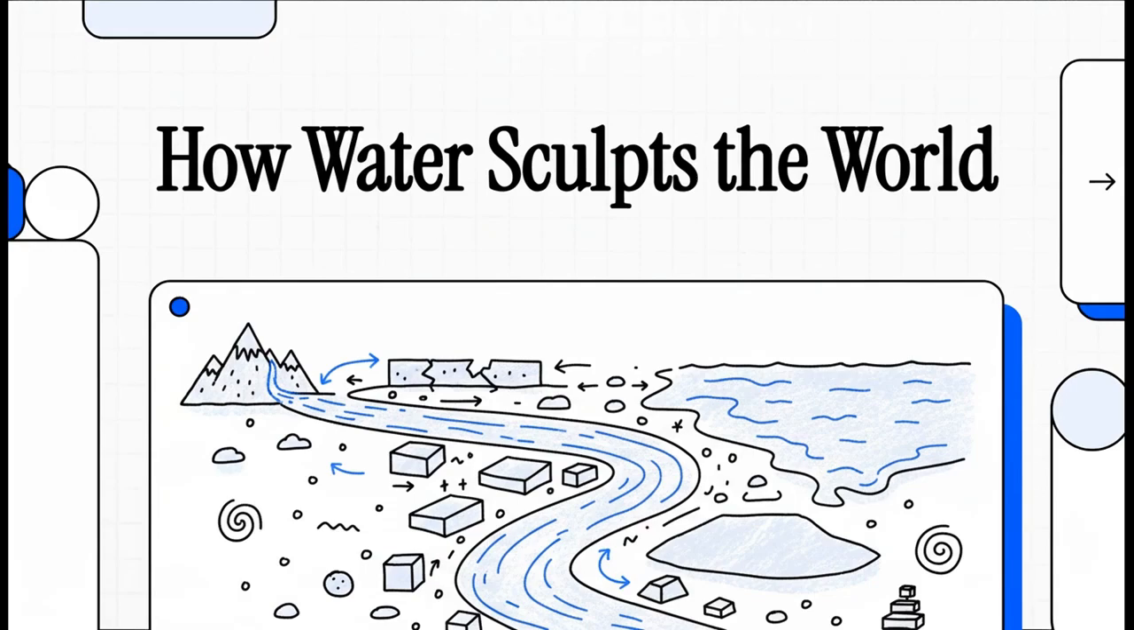We look at rivers all the time, but we tend to see them as just water flowing from A to B, but they're so much more than that. They are, quite literally, the master architects of our planet. So today, we're going to trace the incredible life story of a river, from a tiny mountain trickle to a huge, powerful force, to see exactly how it carves, shapes, and actually builds the world around us.